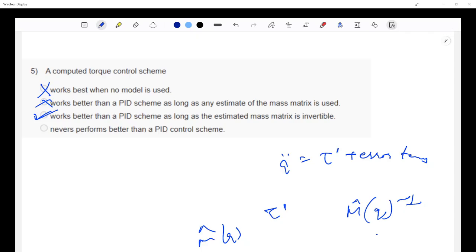So this is completely incorrect. Computed torque has lower error, it has smoother torque, and it offers better tracking. So this is also incorrect. So computed torque control improves performance over PID even with model errors, provided the estimated mass matrix is valid and invertible. All right. So yeah, having an approximate model is better than no model any day. Okay. So even with 10% parameter error, computed torque still outperforms PID. This is seen in simulation results as well. You might have seen in the lecture.